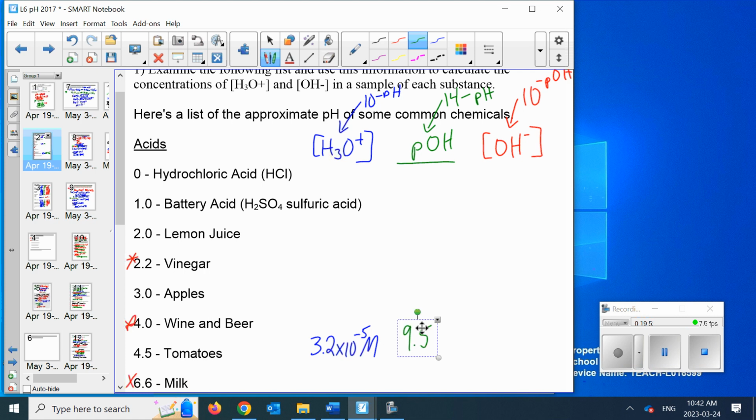9.5. Because I'm only going to write down the answer, but what I'm going to type in my calculator for the hydroxide is 10 to the negative pOH. So I'm going to put in my calculator 10 to the negative 9.5, second function log. 14 minus the pH value of 4.5. That is an easy calculation. And then, what was it? 3.2. It happens by coincidence. This does not usually happen. 3.2 times 10 to the minus 10.